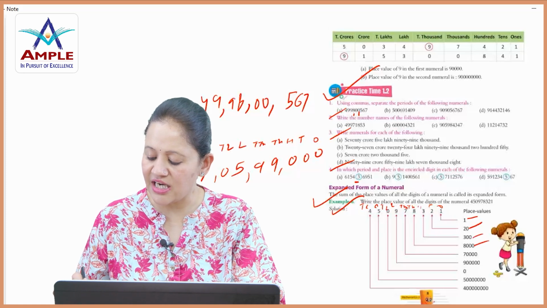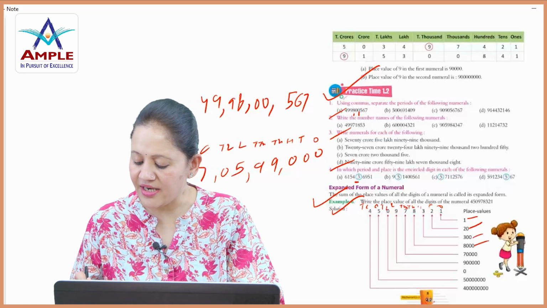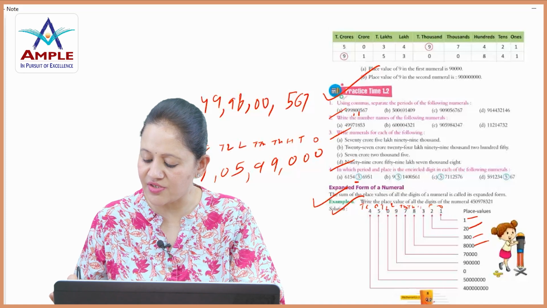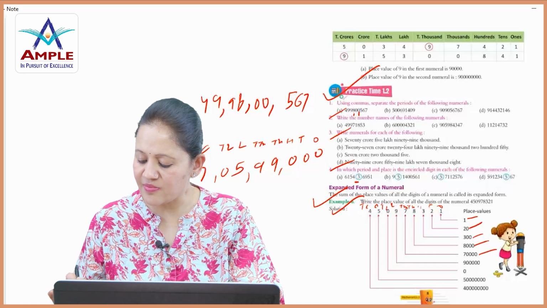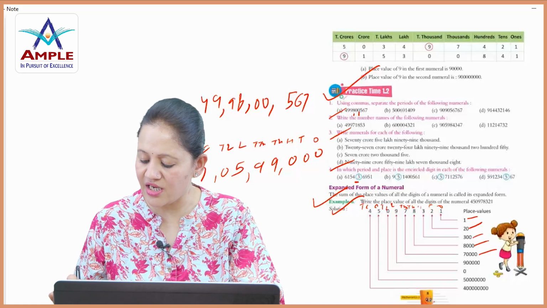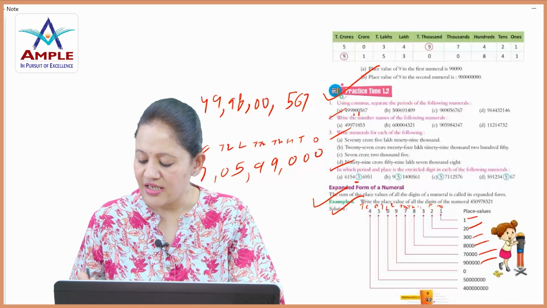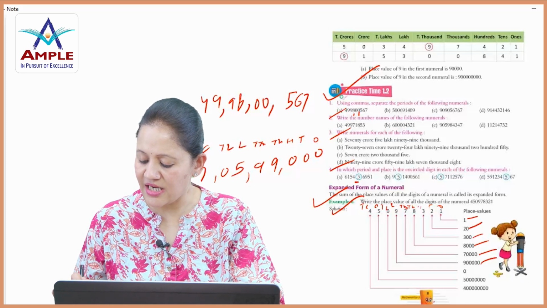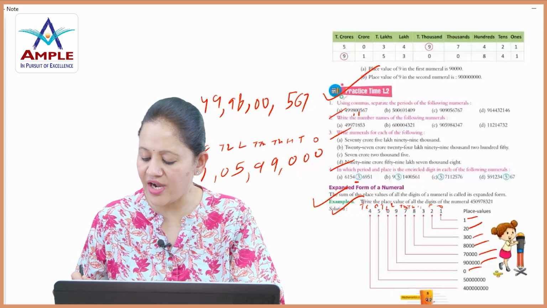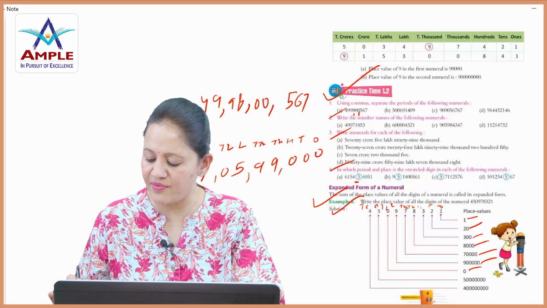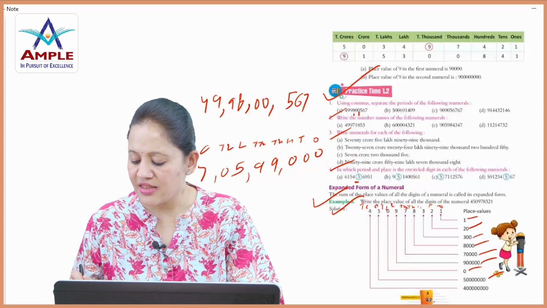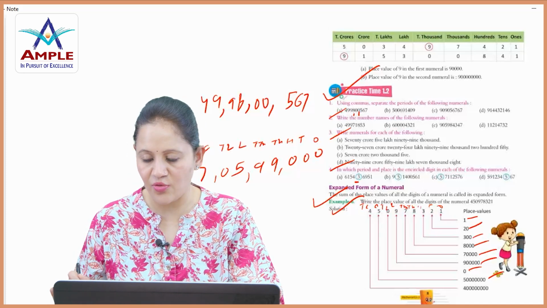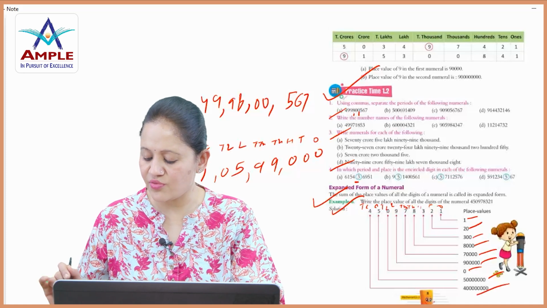8 at 1000 place, 8,000 place value. Then 7 at 10,000 place, so 70,000. 9 at lakhs place, so place value 9 lakh. 0 at 10 lakhs place. Then 5 at crores place, so place value will be 5 crore and then 4 at 10 crore position, so 40 crore. Clear?